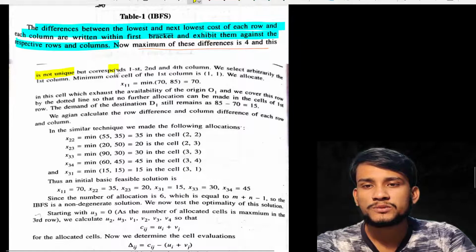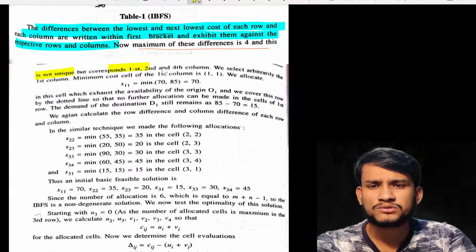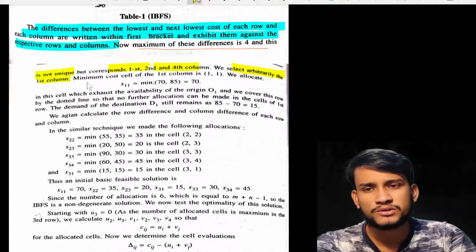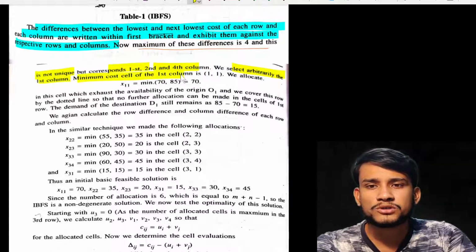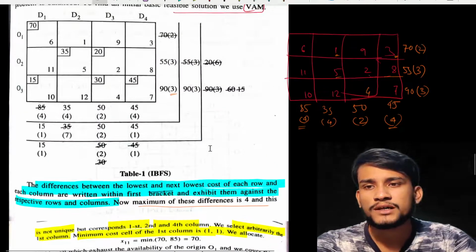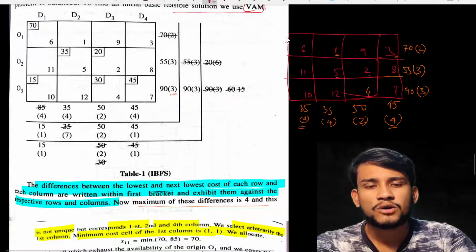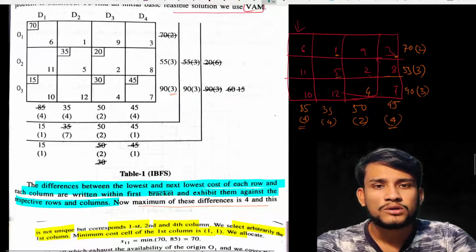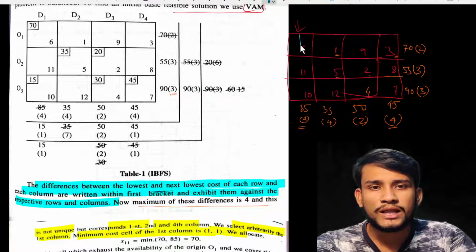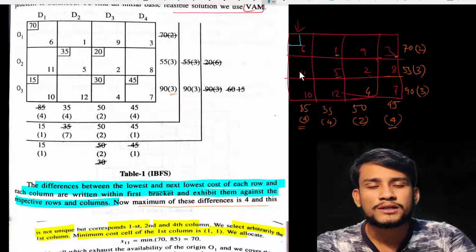But we choose corresponding to first, so here we are choosing the first row, we select the arbitrary first column. Okay, we choose the first column here. The minimum of the cost of the first column is 1 1, okay, so we choose the first column, so this one. Now the minimum cost is what? Minimum cost is 6, okay, so we allocate here.